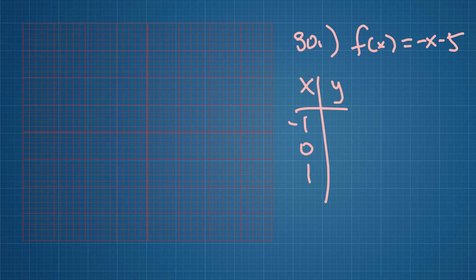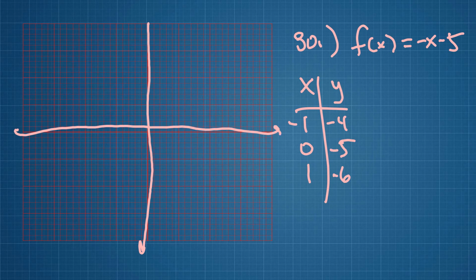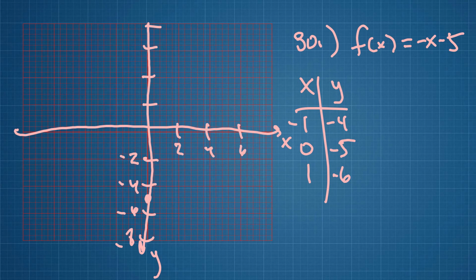This one's just a line, so it's really easy to graph. So I'm going to plug in negative 1. Negative 1, the opposite of that is positive 1 minus 5 is negative 4. 0 is negative 5. 1 is negative 6. That's our middle of our XY chart. So there's X, there's Y. So I'm going to go 1, 2, 3, 4. We'll make these 2, 4, 6, and 8, negative. So I got 0, negative 5. 1, negative 6. And there's our line.